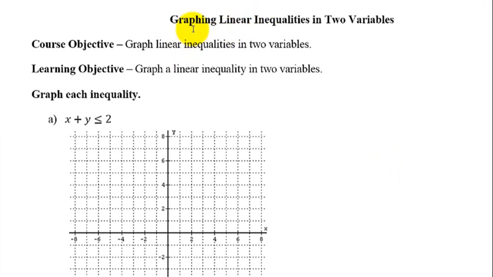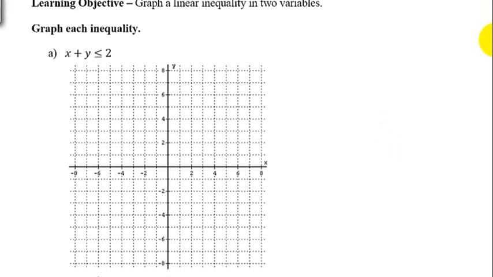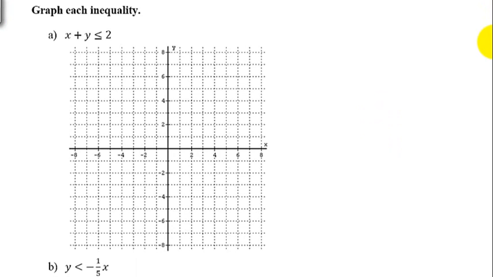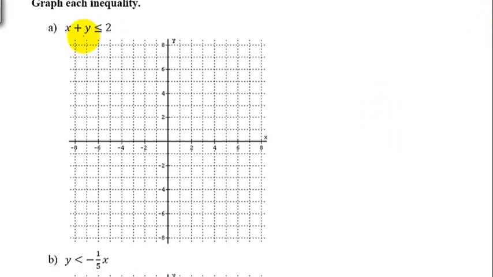This lecture video is about graphing linear inequalities in two variables. Graphing a linear inequality and graphing a line are very similar. First you graph the line of the equation, and then you shade according to the inequality. So our first one is x plus y is less than or equal to 2.